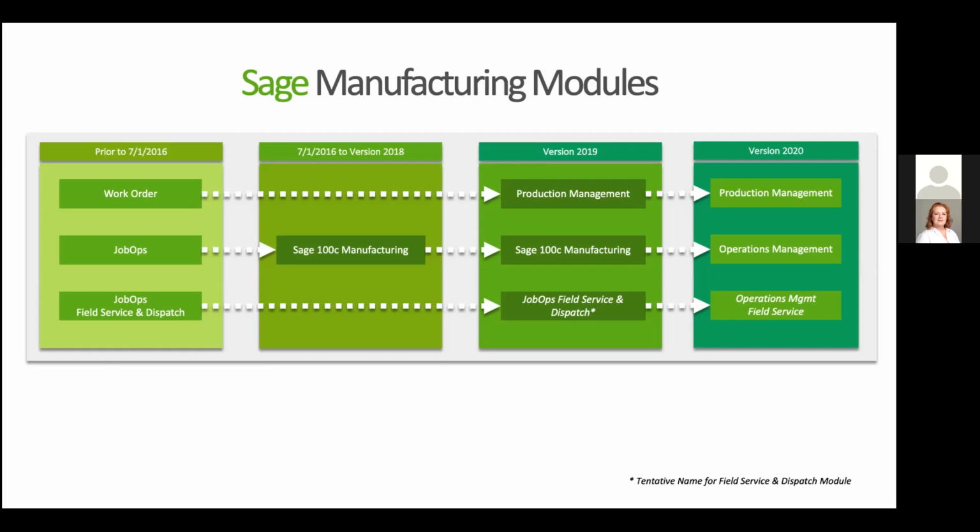So moving forward, there are 3 Sage manufacturing modules: production management, operations management, and operations management field service. Okay, so work order is the legacy software that is now called production management. If you're currently using work order, you're going to migrate up to production management. That doesn't mean you have to. You might be moving to one of the other manufacturing modules. You might move off of production management and onto operations management. You might move from work order to operations management, so on and so forth.